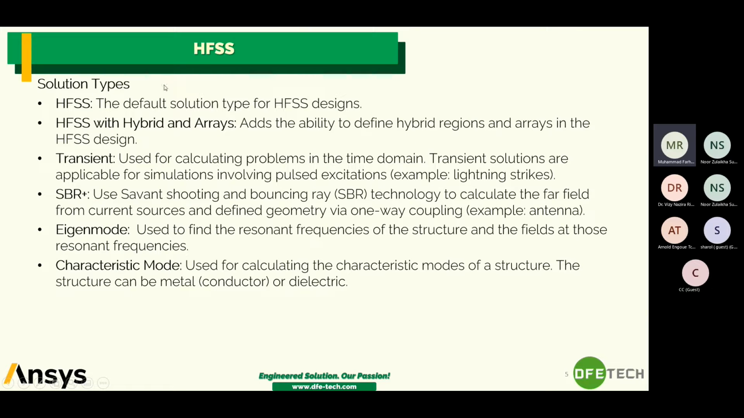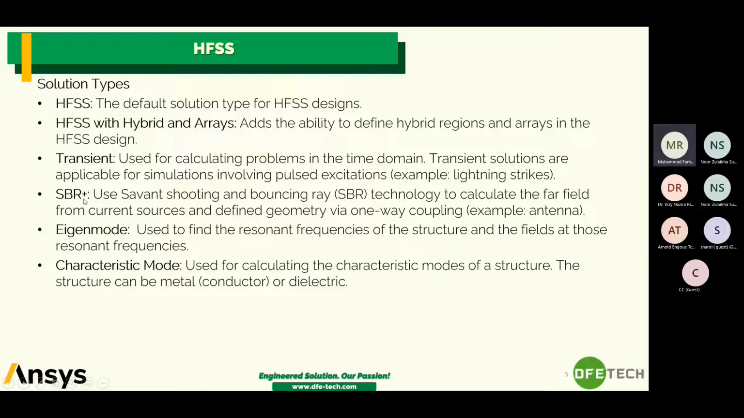So for the solution types, the solvers, we have 6 solvers here, which is the HFSS, the default solution type for high frequency design. Then we have HFSS with hybrid and arrays. It adds the ability to define hybrid regions and arrays in the HFSS design. And then we have transient. It is used to calculate the problems in time domain. Transient solutions are applicable for simulation involving pulse excitation, like lightning strikes.